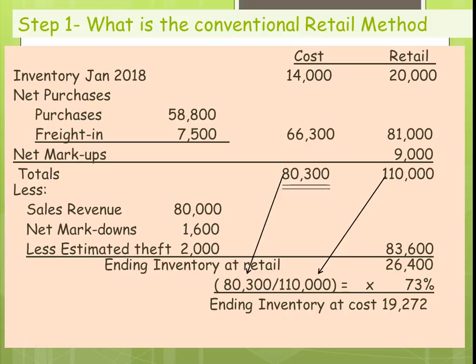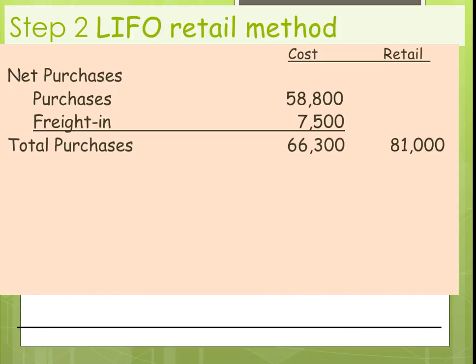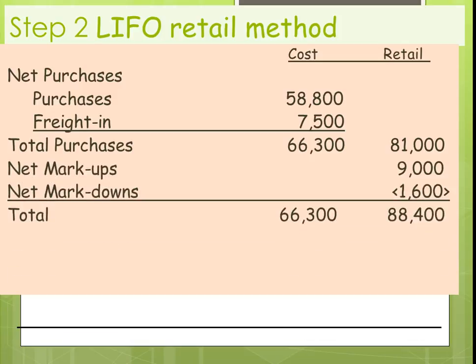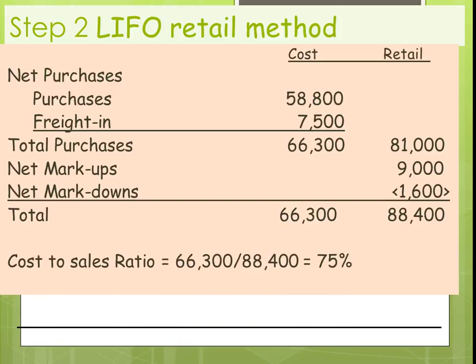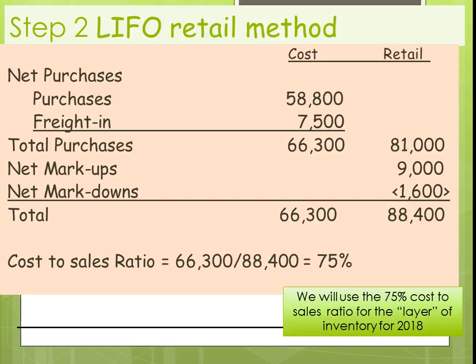Now, the difference between this and LIFO is how you get what you use to get this ratio right here. So now we're going to do the LIFO retail method. Again, we start with our net purchases. We're then going to add in our markups and subtract out our markdowns, and if you notice, with this one, we don't include beginning inventory. Now we can come up with a ratio associated with the current year. So this is the percentage we're going to use to look at our layer for the inventory for 2018. Another big difference between this and the conventional method is that when we come up with our percentage, we do not include beginning inventory.